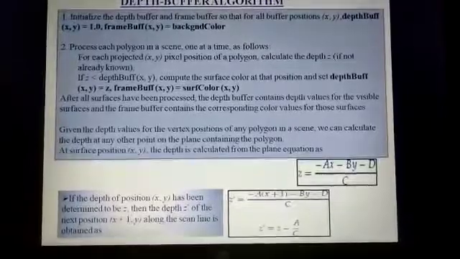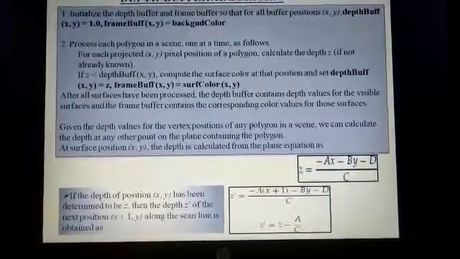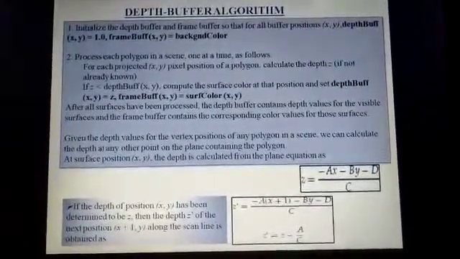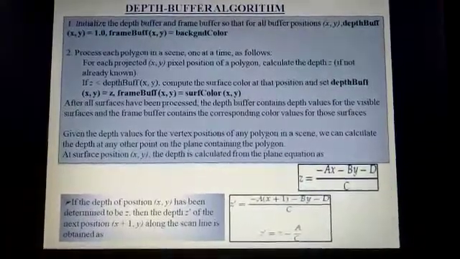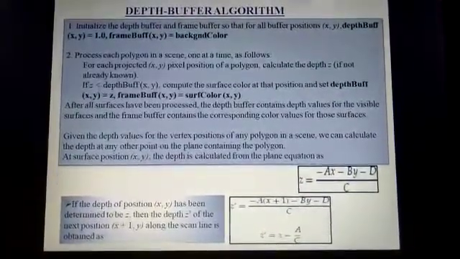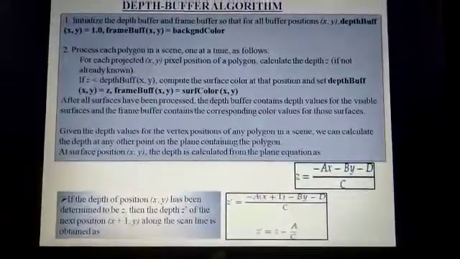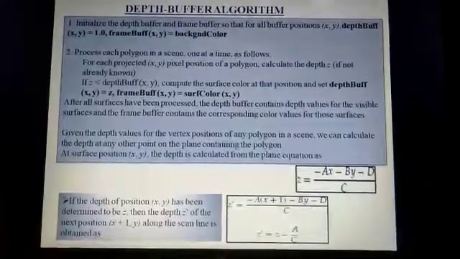After all surfaces have been processed, the depth buffer contains depth values for the visible surfaces and the frame buffer contains the corresponding color values for those surfaces. Given the depth values for the vertex position of any polygon in a scene, we can calculate the depth of any other point on the plane containing the polygon with respect to x, y.